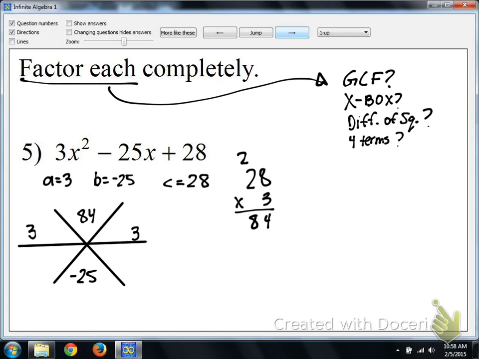So we're going to take 84 and start with negative 1 times negative 84. Negative 2 times negative 42. Negative 3 doesn't work. Negative 4. Actually, negative 3 does work. Negative 3 and negative 28. Negative 4 times negative 21. Uh-oh. Okay. Isn't that the sign, negative 4 and negative 21 right here? I don't know what's going on here.